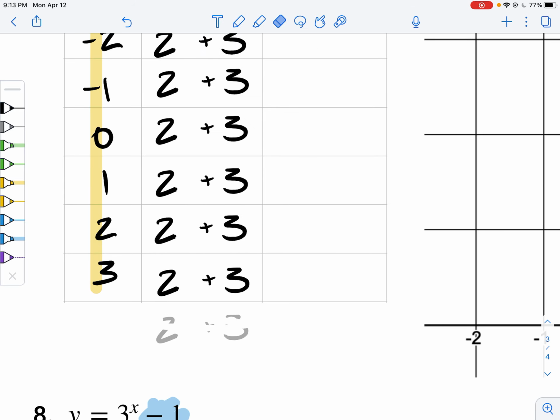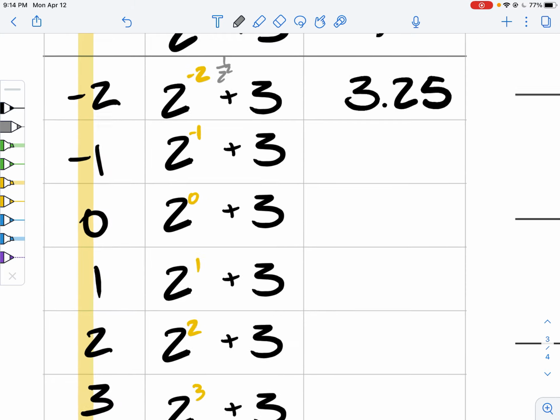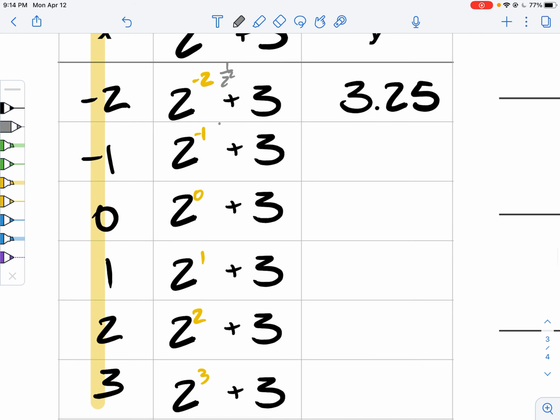2 to the -1/2 power is the same thing as 1 over 2 squared, plus 3, which gives us 1/4 plus 3, which is 3 1/4. If you need more help with that, let's go over it in class. 2 to the -1/2 is 1 over 2, so that's 3 1/2.